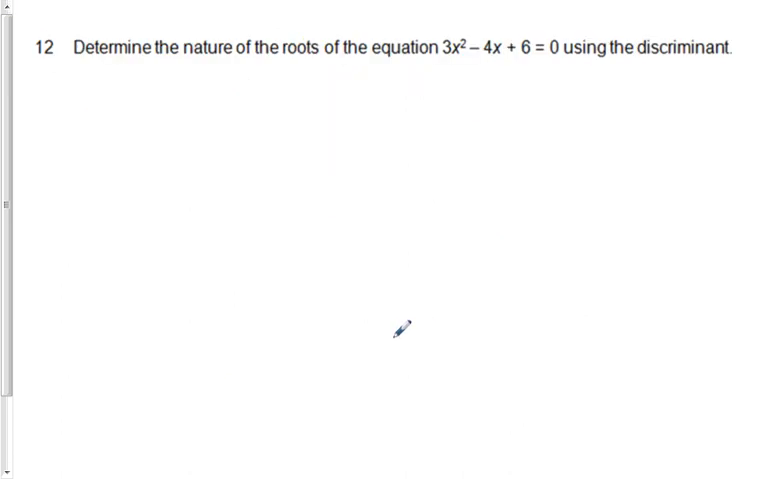Now the last question, question 12, says to determine the nature of the roots of the equation 3x squared minus 4x plus 6 equals 0 using the discriminant. Once again, it's telling you what to do, and our discriminant we know is b squared minus 4ac, the bit from underneath the square root in the quadratic formula. Now from this, we can also say that a equals 3, that b equals -4, and that c is equal to 6.